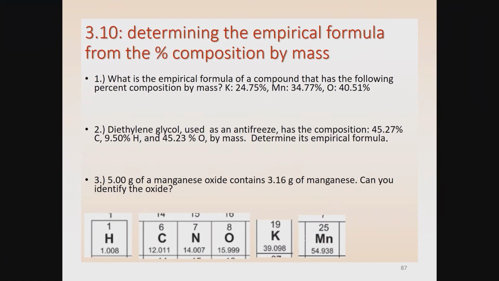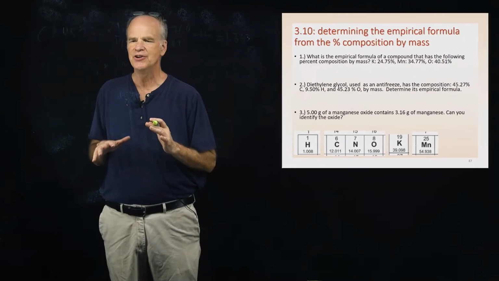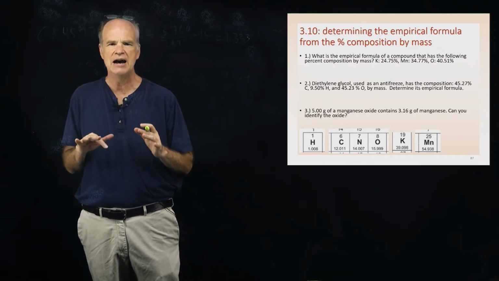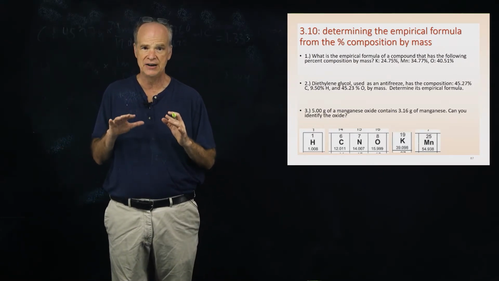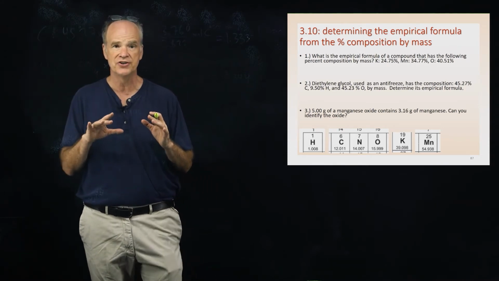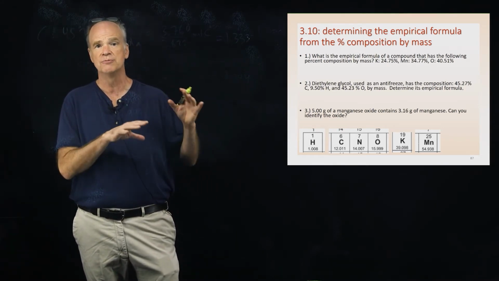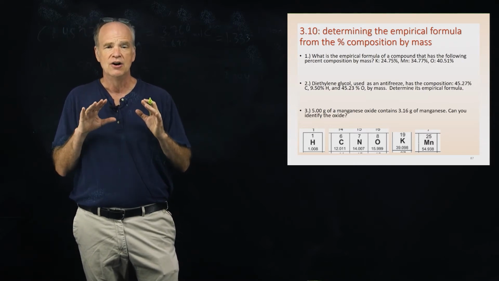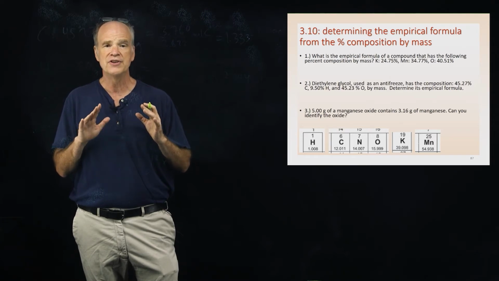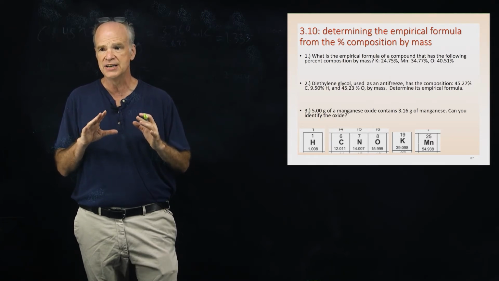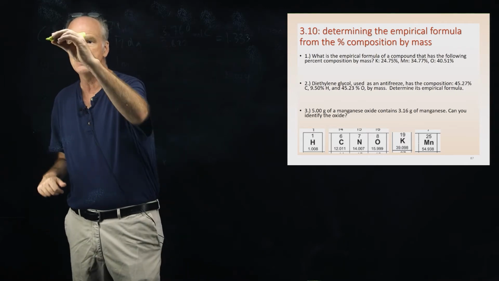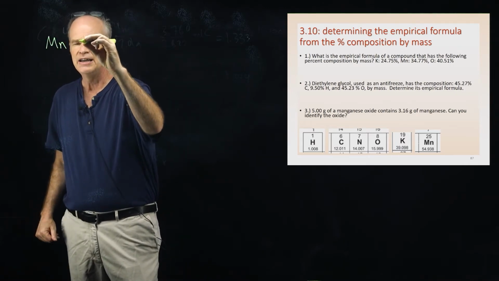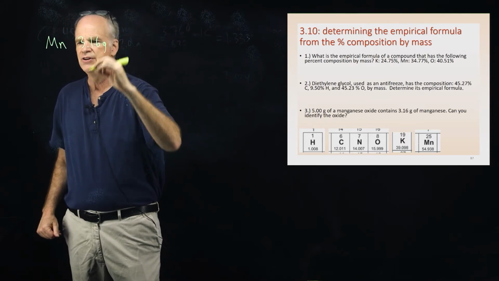Problem 3: 5 grams of manganese oxide contains 3.16 grams of manganese. Can you identify the oxide? Okay, so this is a little bit of a different problem in that we don't start out with percentage values, but you can see that we are starting with mass values that we can convert to moles. It's a little strange in that we are not given the masses for all the elements that are there. We are given a mass value for manganese, so let me write that down. We have manganese, and it's 3.16 grams.